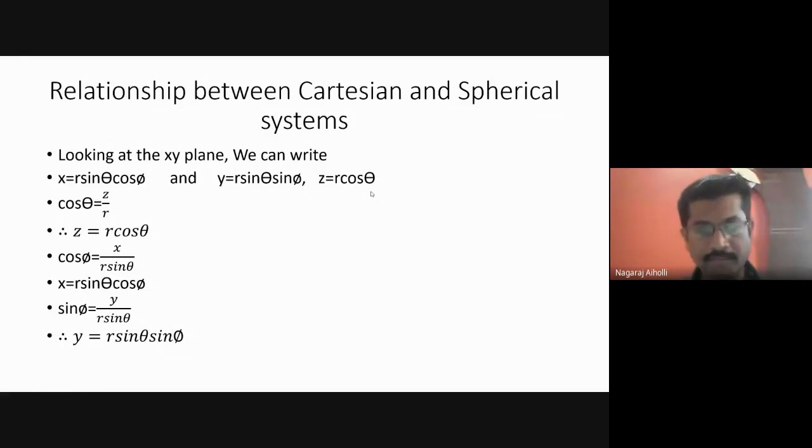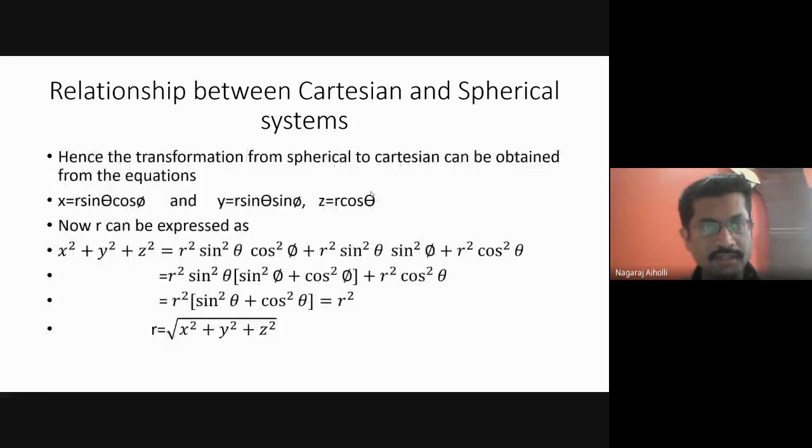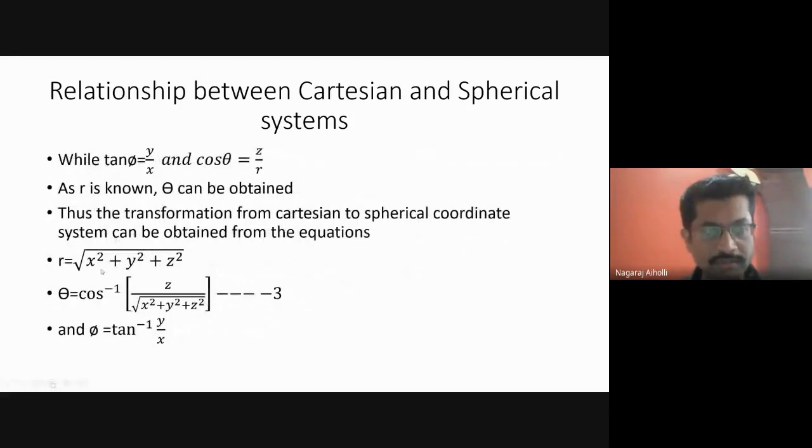Cartesian to spherical. And the equations we got were: r is equal to square root of x square plus y square plus z square, theta is cos inverse of z divided by square root of x square plus y square plus z square, and phi is equal to tan inverse y by x. Okay, fine, students. I hope this transformation from Cartesian to spherical and spherical to Cartesian is clear. Any doubts here?